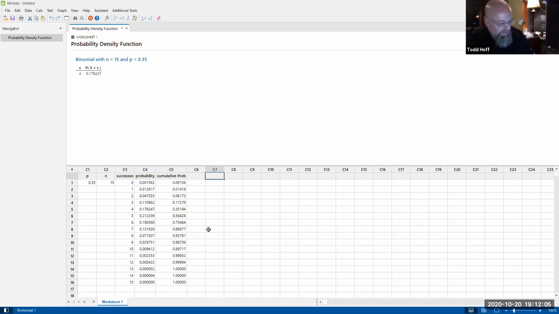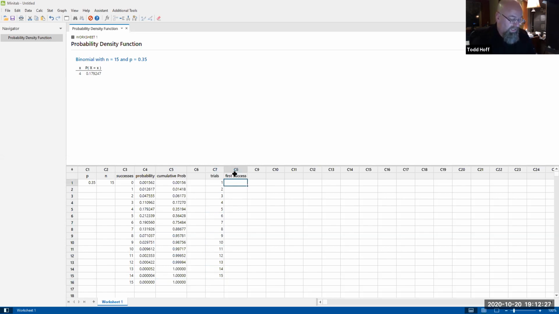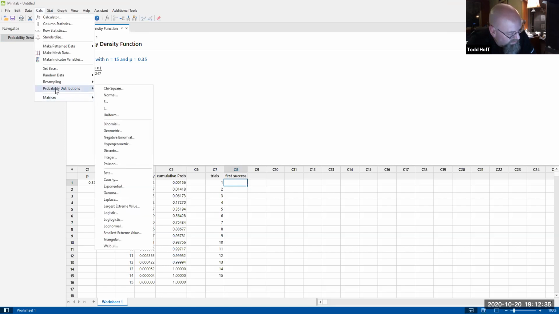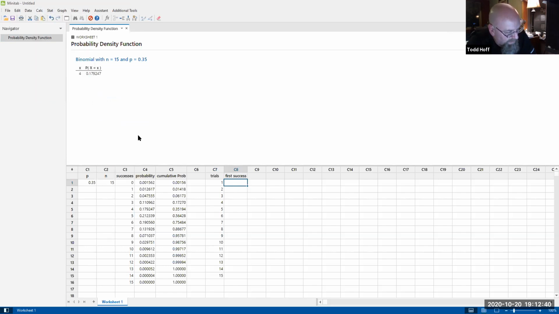So that is our binomial distribution. Let's look at what if we wanted to use this experiment. We're still going to keep the 0.35 as our probability of success. I want to know what's the probability that we have our first success on the first trial or second or third or whatever. This is a geometric distribution. So Calc, Probability Distributions, Geometric, right after the binomial.